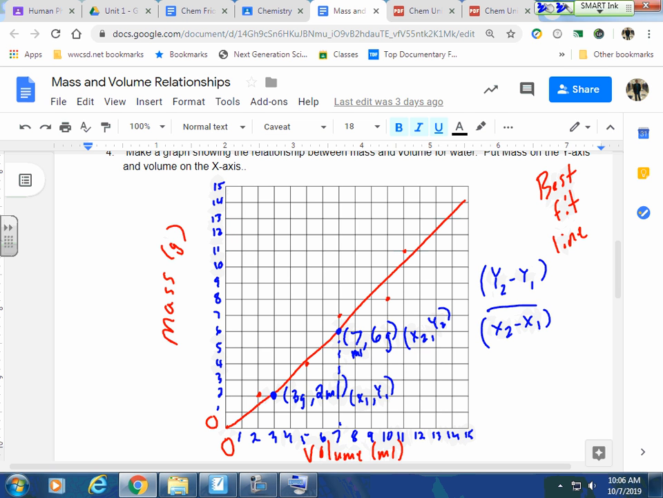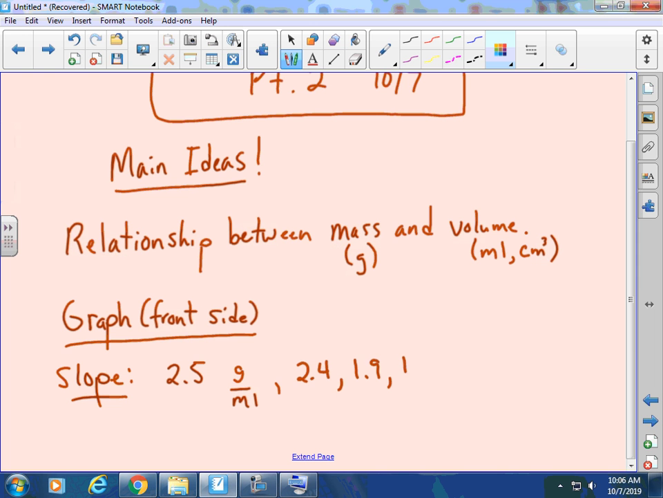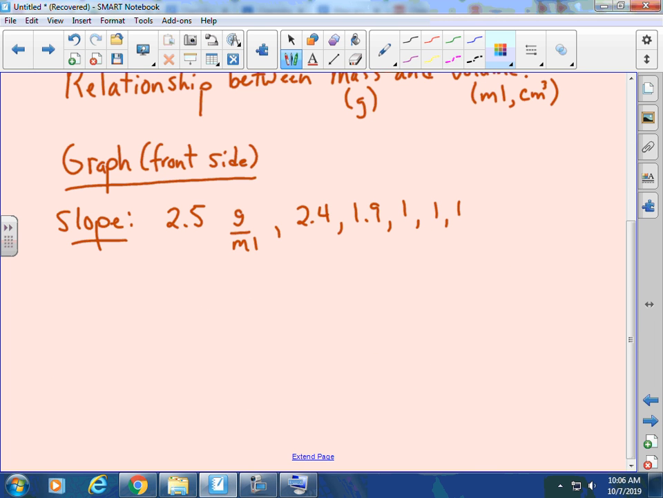So some of the numbers I was seeing for slope were, like Jade just told us, 2.5. I saw some 2.4. I think I saw 1.9. And I saw some people that had 1. Okay? What about on the back side?